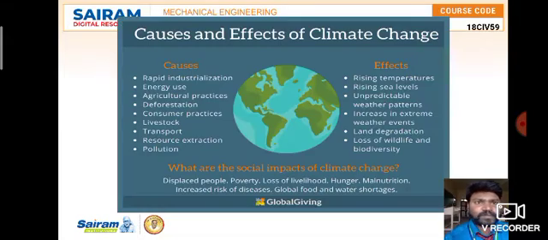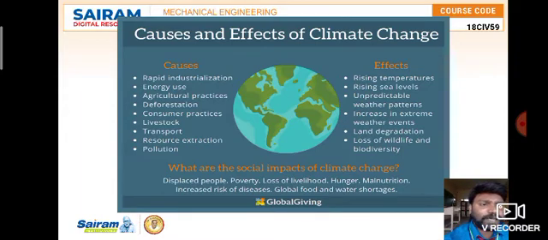Now, what are the causes and effects of climate change? On the left side are the causes, and the effects are given. The causes are rapid industrialization, energy use, agricultural practices, deforestation, consumer practices, livestock, transport, resource extraction, and pollution. These are the causes of climate change. And the effects: rising temperatures, rising sea levels, unpredictable weather patterns, increase in extreme weather events, land degradation, loss of wildlife and biodiversity. These are the effects of climate change.